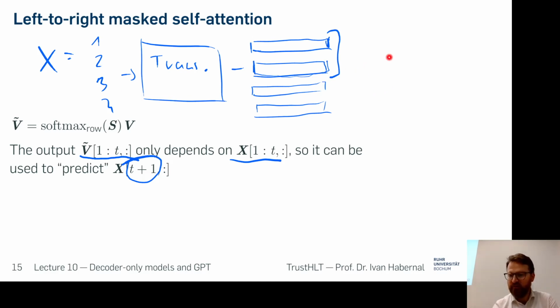At position 3, the same trick. We have the whole representation of the previous input, and we can use it for predicting the next word, but we never saw the future. And finally, of course, at the last one, we can predict the next word. So this is why causal masking enables us at each position to take whatever input we have and use it as a representation to predict the next word. Does it make sense?